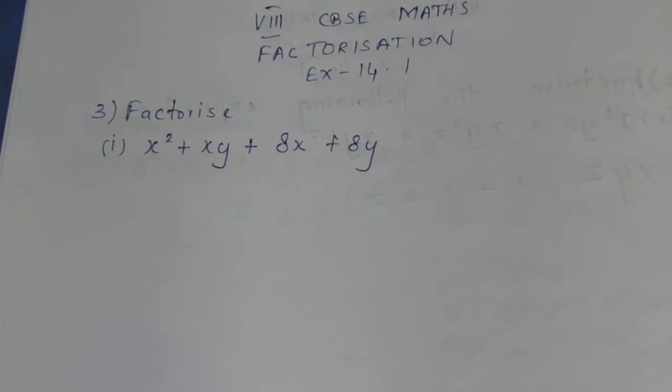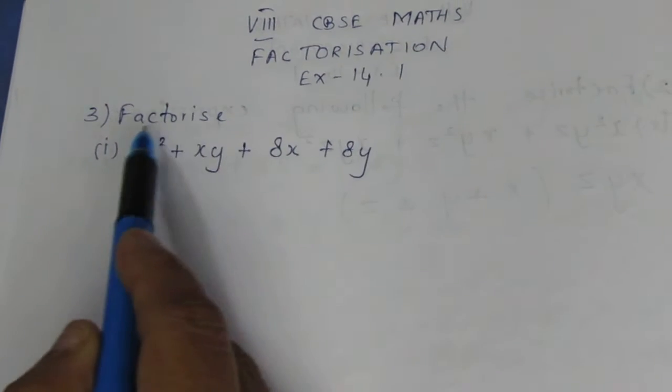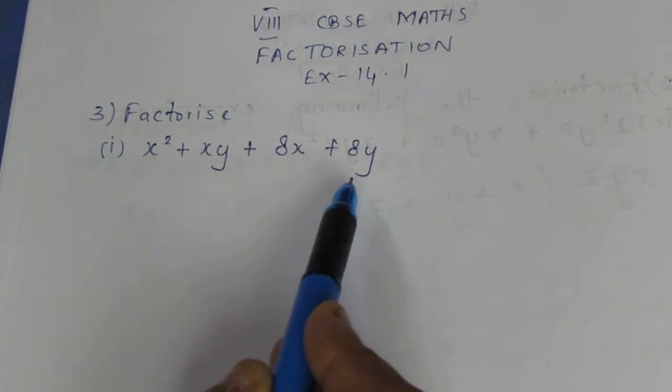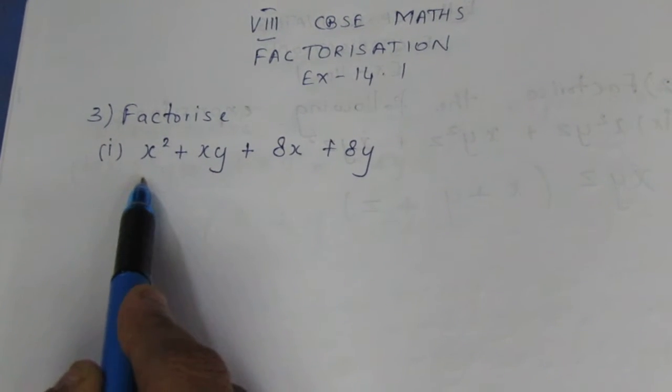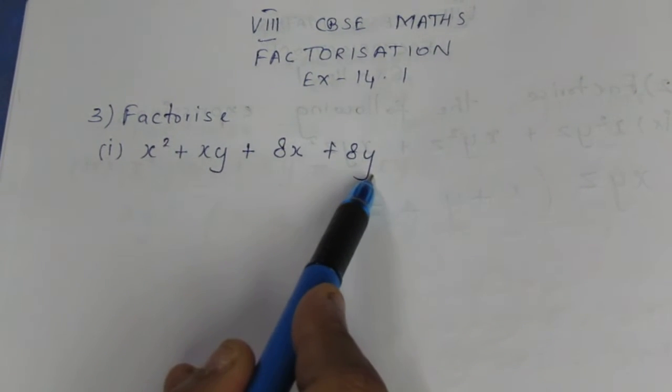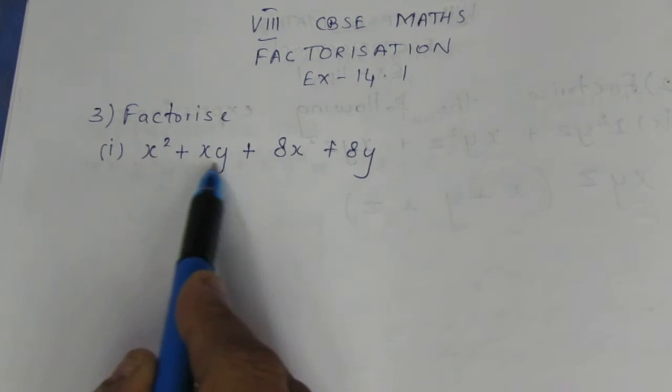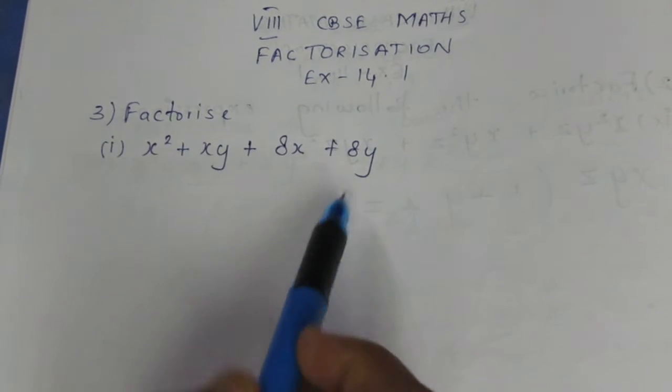Question number 3, in that first two subdivisions, we are going to see in this video. Let's see the question: factorize. We need to factorize the given polynomial. Here it is x square plus xy plus 8x plus 8y. There is no common element in all the four.